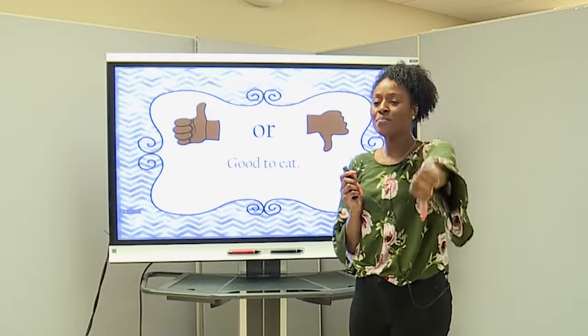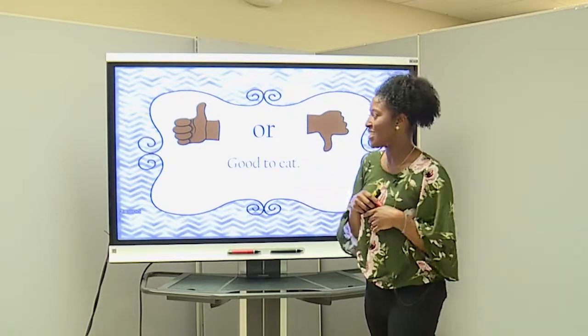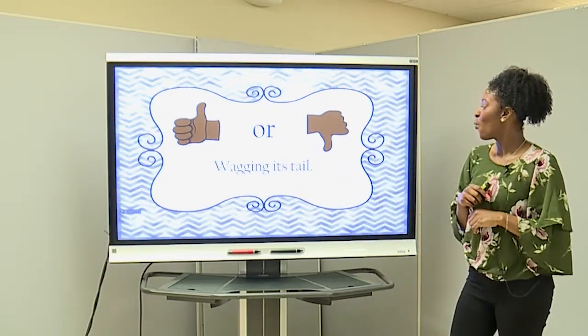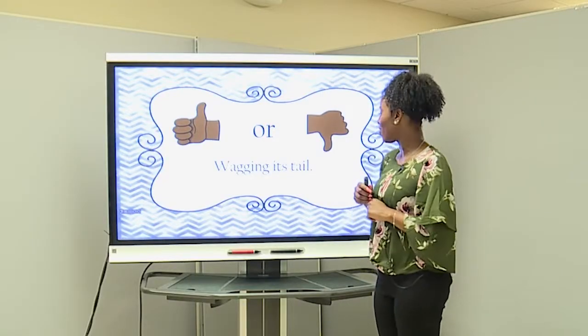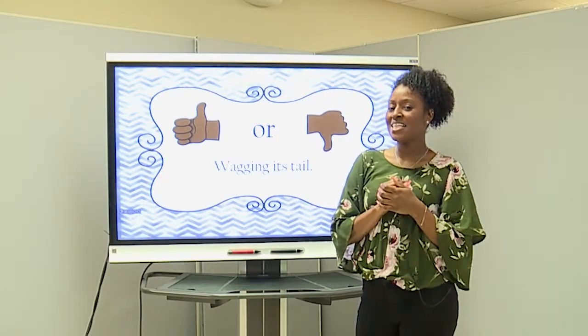This one is a fragment. What is good to eat? Wagging its tail.